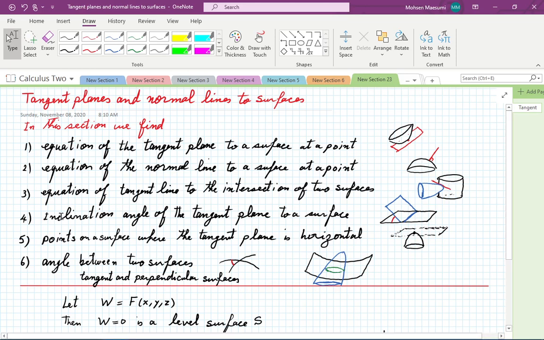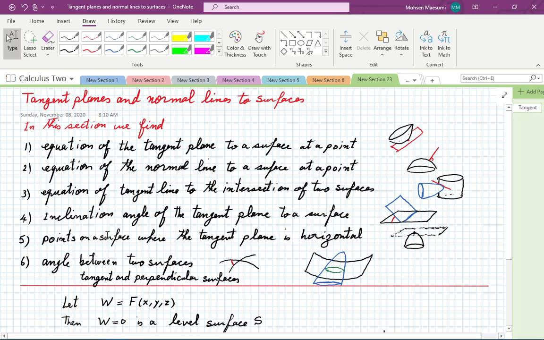Next question is the inclination angle of a tangent plane to a surface. So suppose we have the tangent plane and we want to know what angle it makes with the horizontal plane. That would be similar to the question of finding what angle a tangent line makes to a curve.